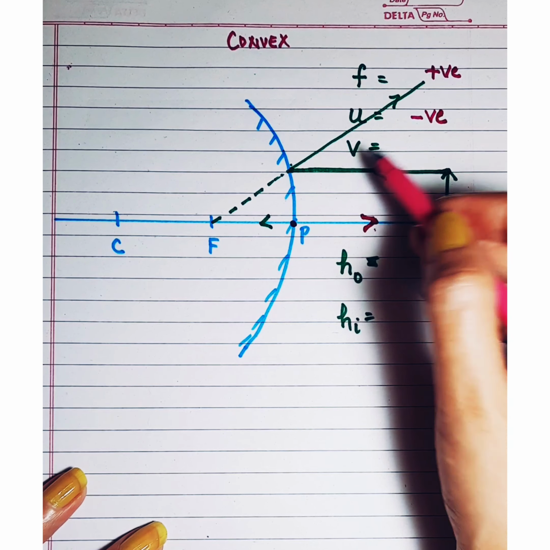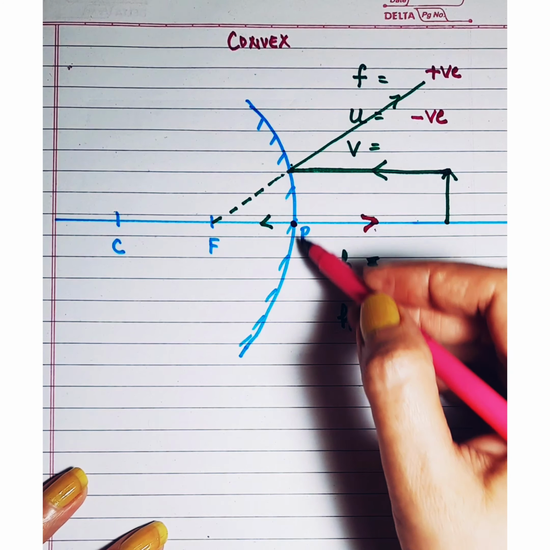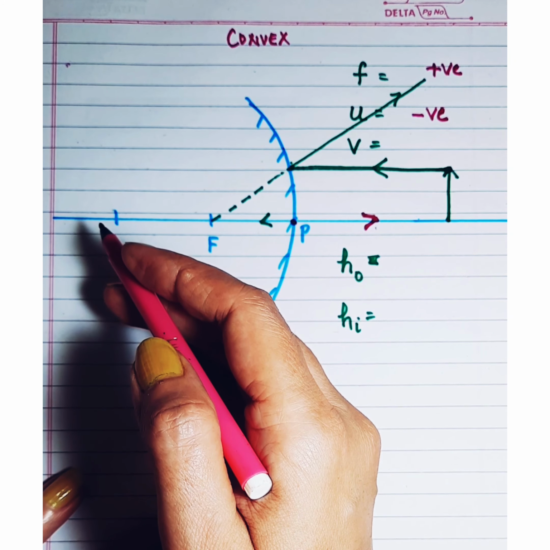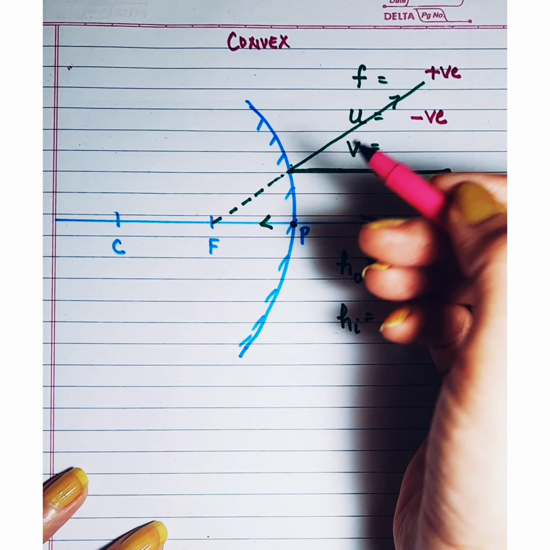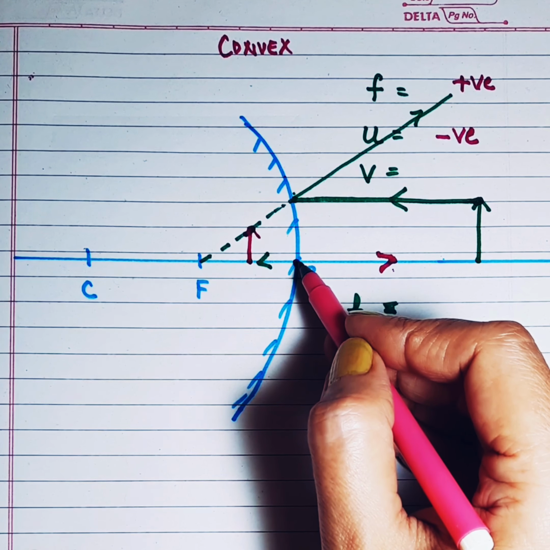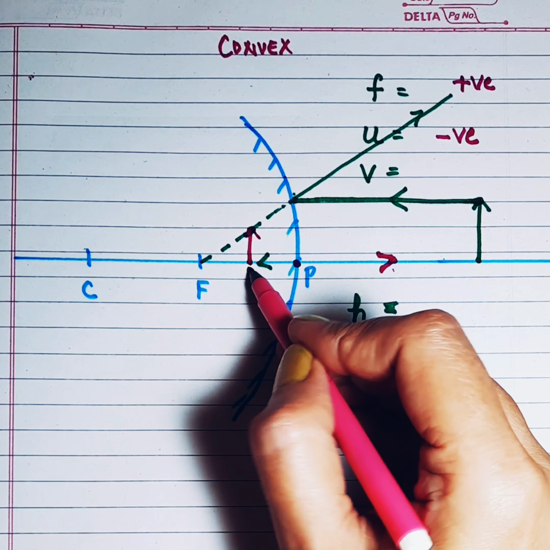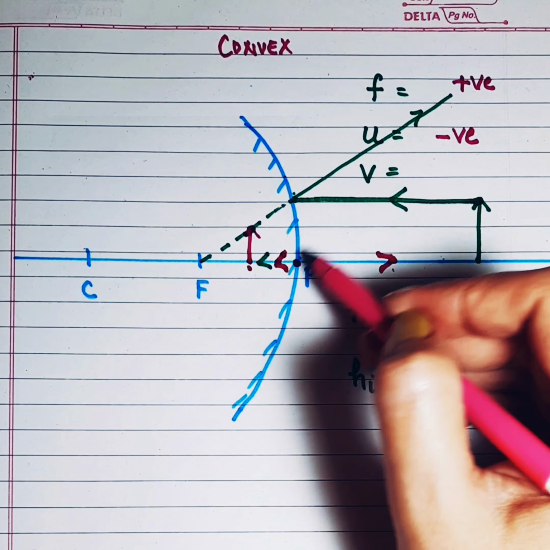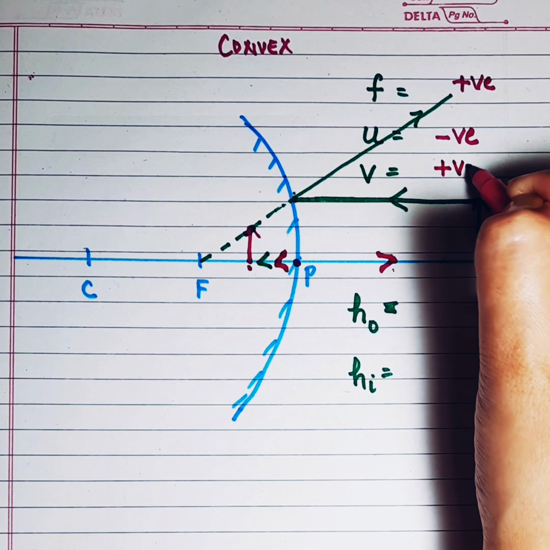Now let's talk about V. In this case, you know that wherever you place the object, in the case of a convex mirror, the image is always formed behind the mirror. It is always virtual and erect, always formed between F and P. So if you have to measure the distance of the image, you will have to move from the pole to this position, that is again in this direction, and both these directions are the same. So again V will be positive.